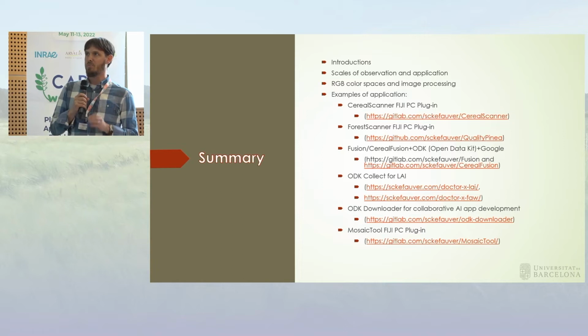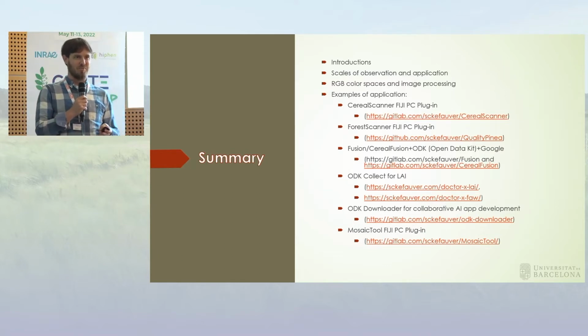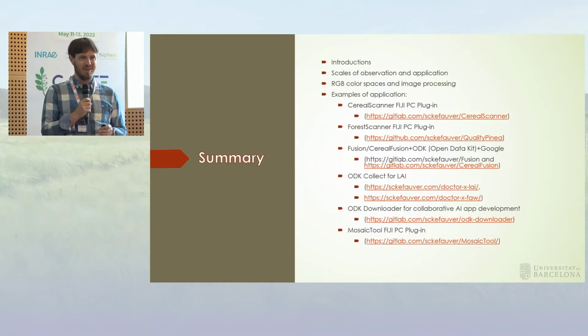So I want to jump through scales of observation and application. Quick talk about RGB. I see color images are growing and growing. I wonder if anybody will talk about multispectral data ever again as we move forward and onward and back to the basics, I suppose. And then I have different examples of applications and software and things that you can find here and all these different links I threw up.